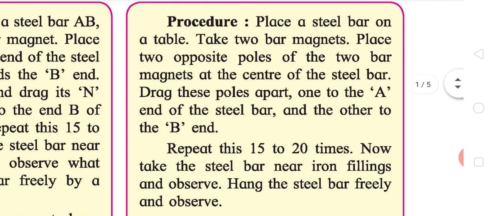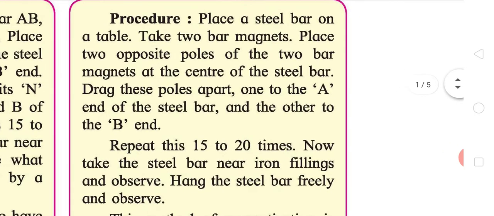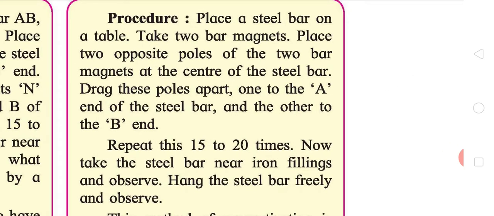Procedure: Place a steel bar on the table. Take two bar magnets. Place two opposite ends of the two bar magnets at the center of the steel bar. Drag these poles apart, one to the A end of the steel bar and the other to the B end. Repeat this 15 to 20 times.